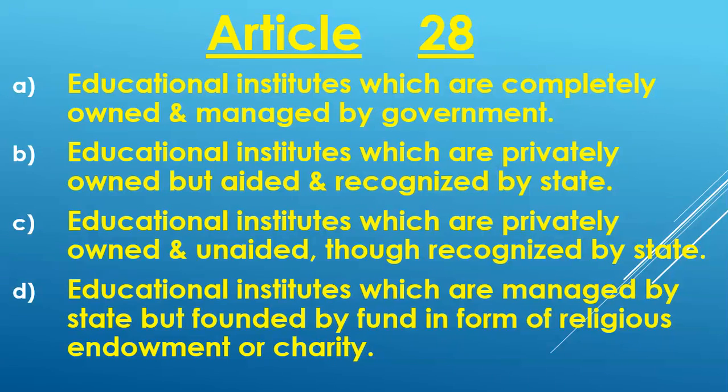So in the second category, all those schools and colleges will come which are not owned by the government, but the government gives financial help to these educational institutions, and moreover they are recognized by the government. Now let's see what is the third category. So friends, in the third category, educational institutes which are privately owned and unaided, though recognized by the state.